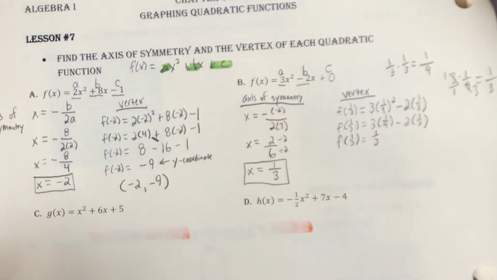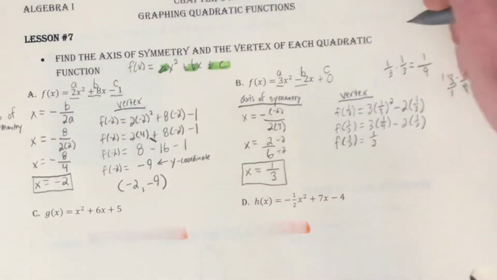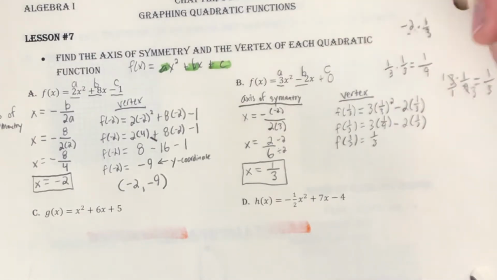And then I have to do my other multiplication, which is negative 2 times 1/3. So again, I'm going to move up here just to have this worked out. Negative 2 times 1/3. Well, again, I can put that over 1.